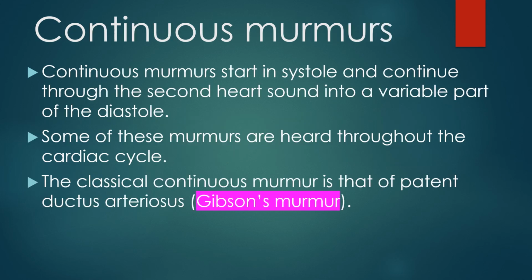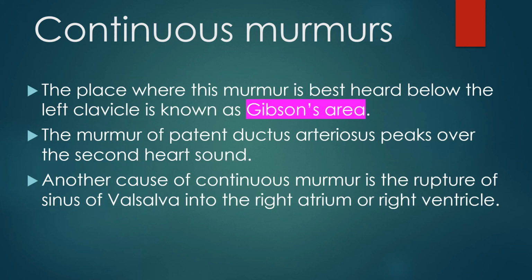Now we move on to continuous murmurs. Continuous murmurs start in systole and continue through the second heart sound into a variable part of the diastole. Some of these murmurs are heard throughout the cardiac cycle. The classical continuous murmur is that of patent ductus arteriosus, known as Gibson's murmur. The region where this murmur is best heard, below the left clavicle, is known as Gibson's area. The murmur of patent ductus arteriosus peaks over the second heart sound.